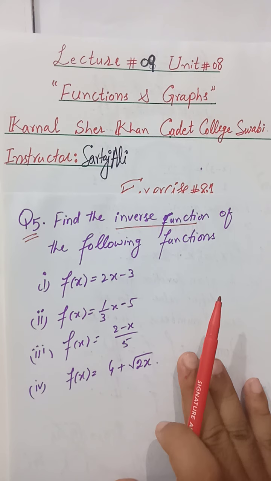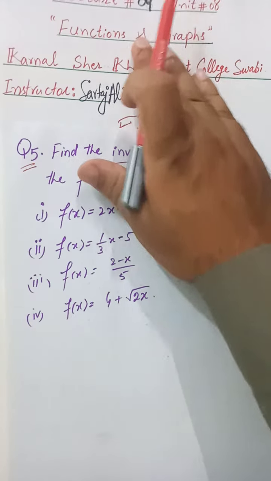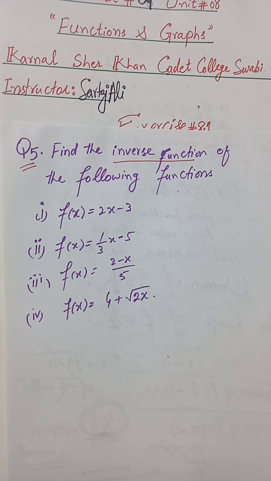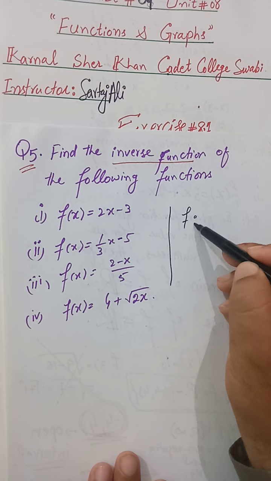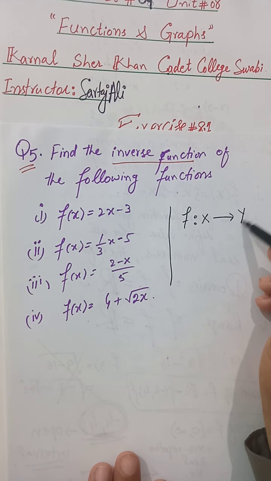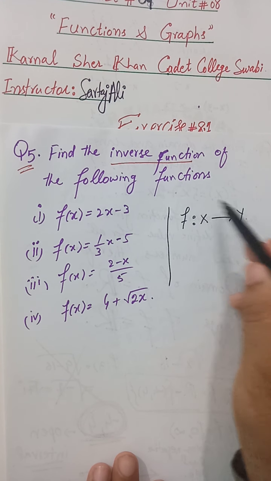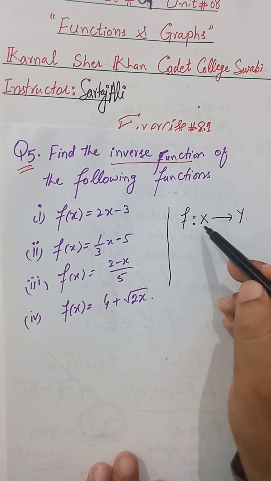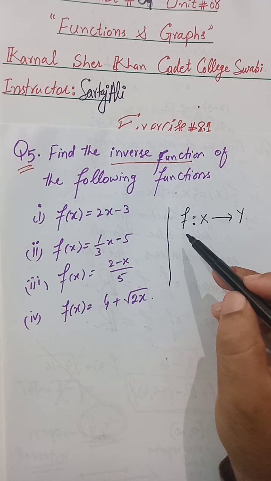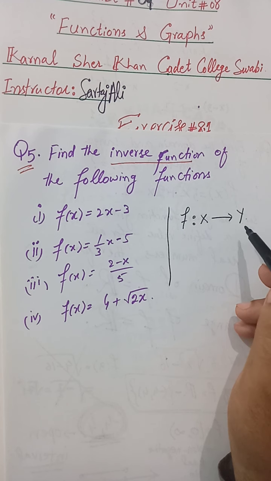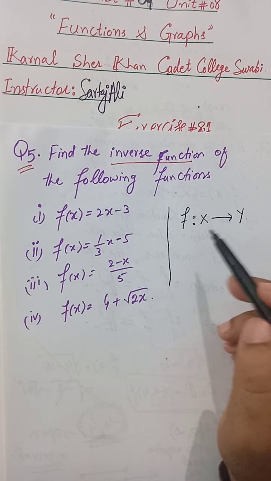Before we discuss the questions, recall that if I have a function f from a set X to a set Y, this rule is a function when you take an arbitrary value from the domain and plug it into this rule, and you get a unique value in the set Y. That relation is called a function.